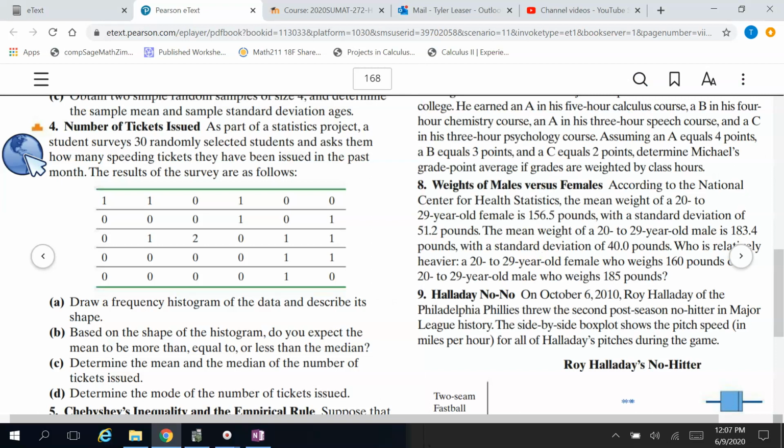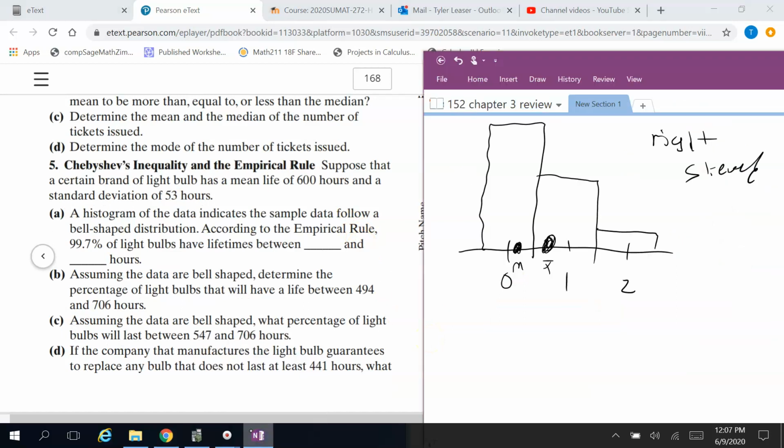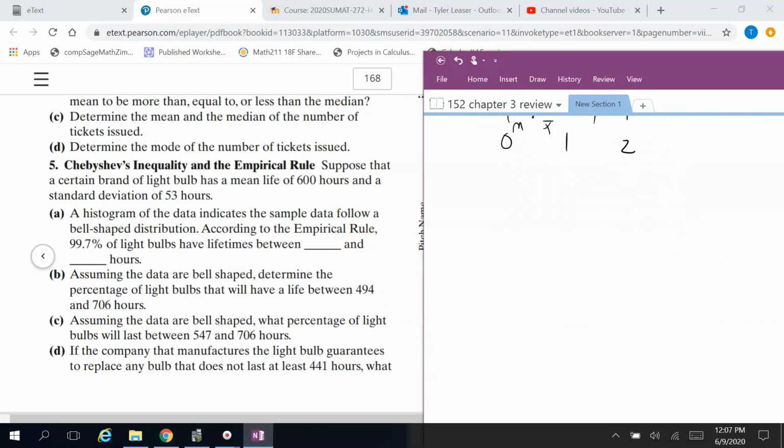Let's move on. Oh, I can't use my finger for that. Okay, these are really cool questions. So let's look at these questions, this empirical rule thing. I will say that Chebyshev's inequality stuff, I don't think it's on the test, but just in case, you might want to just kind of double check it. So let's look at number 5 here. 5A.